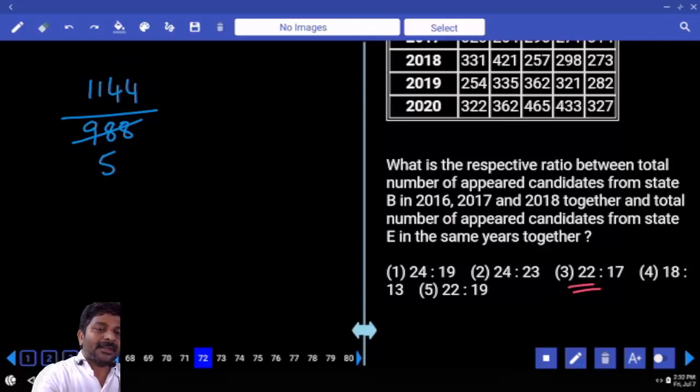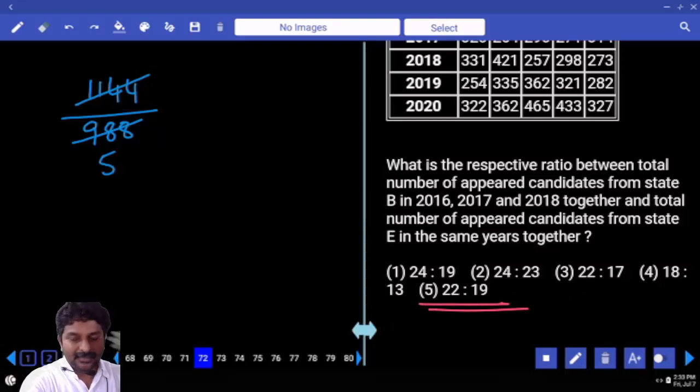19, 6 times, 114. And then how much is left? So do you have a 19 multiple in numerator? But a 19 multiple is there in the denominator. Now can I decide second number must be a 19 multiple? Yes. Fifth option, final answer. If not, I'll go with third option.